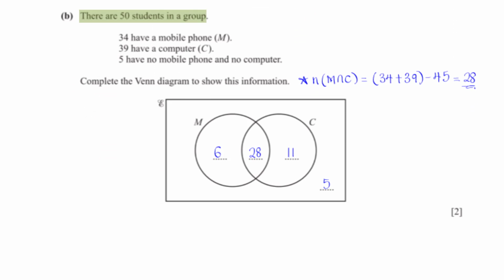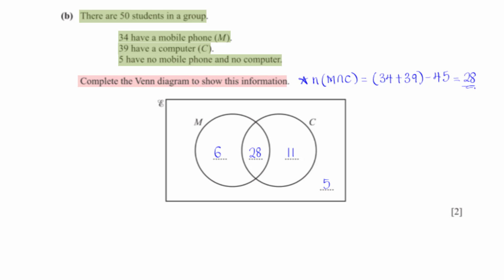There are 50 students in a group. 34 have a mobile phone, 39 have a computer, 5 have no mobile phone and no computer. Complete the Venn diagram to show this information. So first off, let's start with the number of students who have no mobile phone and no computer. These number of students are 5 in total, and so we'll put them in this side of the Venn diagram. After taking out the number of students who have no mobile phone and no computer, we have 45 students remaining.